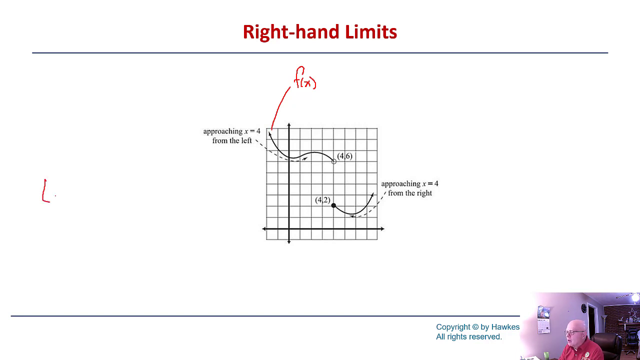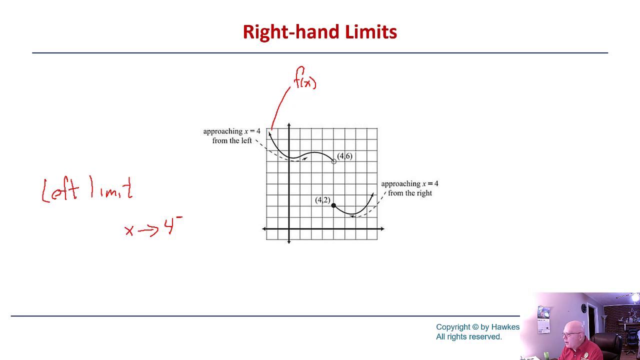So, left limit. And we're going to talk about approaching this 4. Now, if it's a left limit, we're approaching it from the left side, which means the only x values we're going to see are values just a little bit less than 4.